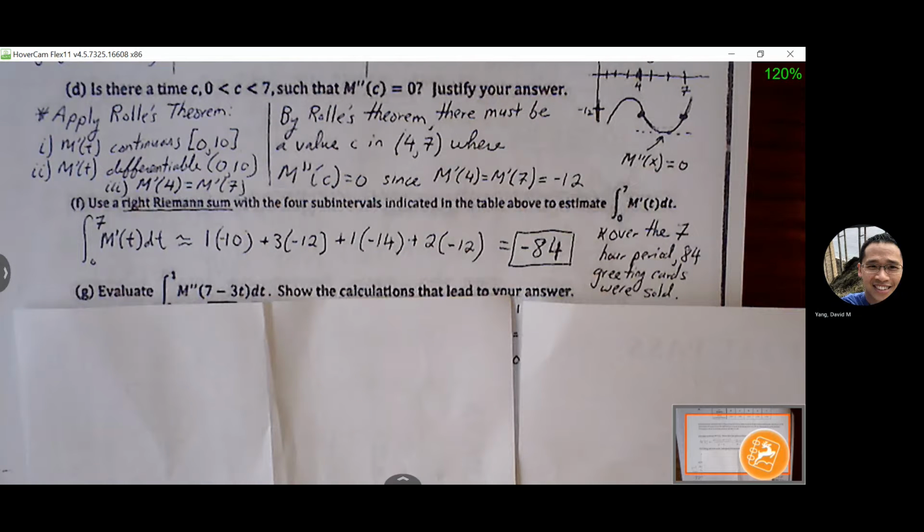Part G. Evaluate the definite integral from 0 to 1, m double prime of 7 minus 3t. We saw something like this on the previous quiz, right? We know the integral of m double prime will rise up to m prime, but before we do that, we have to take care of that 7 minus 3t. So what procedure do we have to go through?